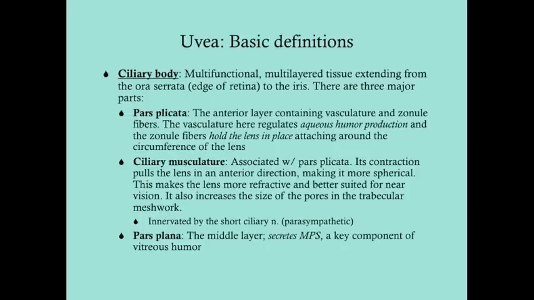So in addition to constricting the pupil, which is done by parasympathetic nerves, you also have parasympathetic nerves, the same nerves, short ciliary nerves, that will constrict the ciliary muscles and make the lens more spherical and provide for accommodation. The ciliary musculature, when contracted, also increases the size of the pores in the trabecular meshwork. The pars plana is the middle posterior layer, and it secretes mucopolysaccharide, and that's a key component of the vitreous humor.